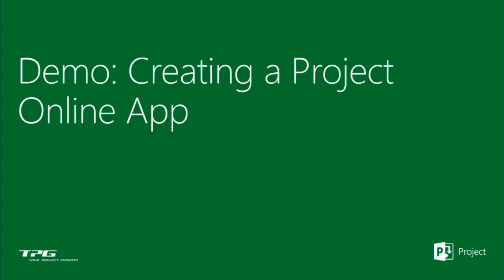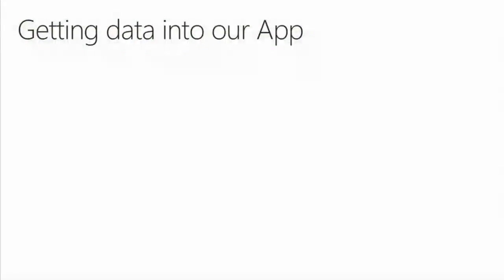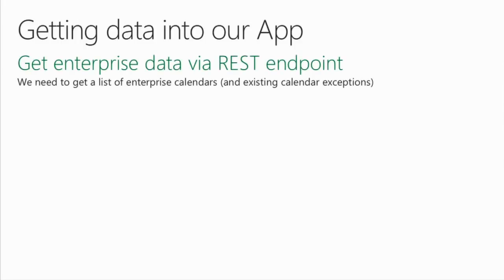So let's have a look. For the next demo, I'll do a little bit of talking about what we want to do. Firstly, we've got our wireframe, we've got our app there ready to go. So the next thing we need to do is get the data in there. There's really two main parts of this. First and foremost, we need to get some enterprise data. Specifically, we need to look at the enterprise calendars that are in Project Server.